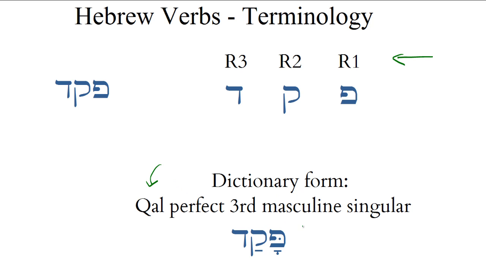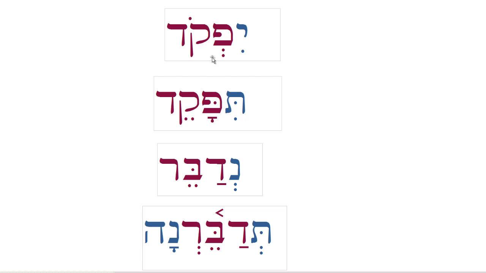And we've already seen some of these types of verbs as vocabulary. And so when we pronounce a root, we often pronounce it based on the qal perfect third masculine singular. So I would pronounce this pakad. Even though there's no pointing, I would just say pakad, and that harkens over to the qal perfect third masculine singular. Now, in addition to talking about the root letters, R1, R2, and R3, we also have some other terminology to help us as we talk about verbs.